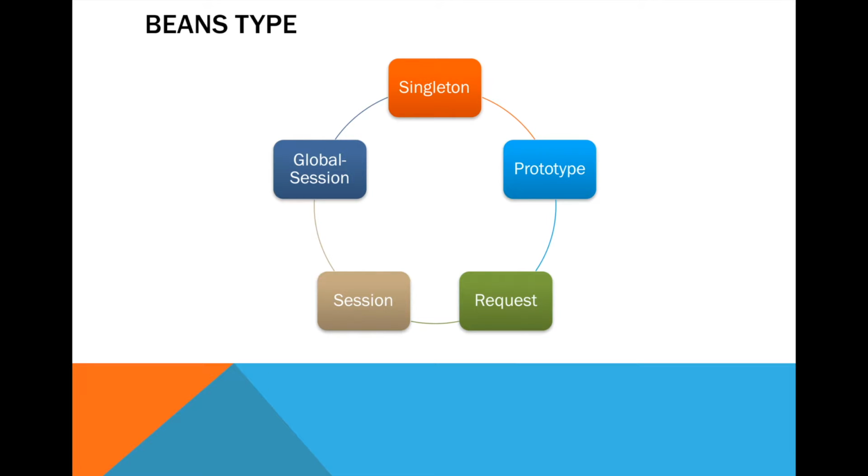We have 5 types of beans: singleton, prototype, request, session, and global session. In our framework we are using singleton as it's the default, and it's one instance per Spring dependency injection container. Let's move now to the cloud.